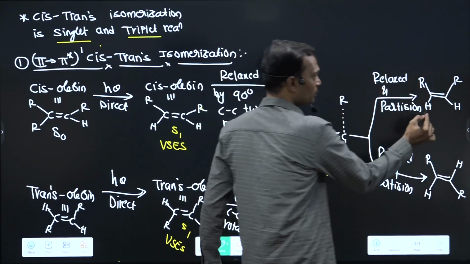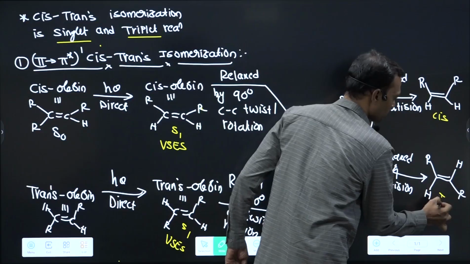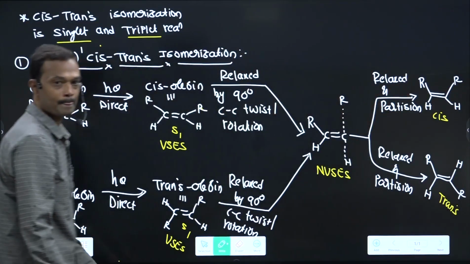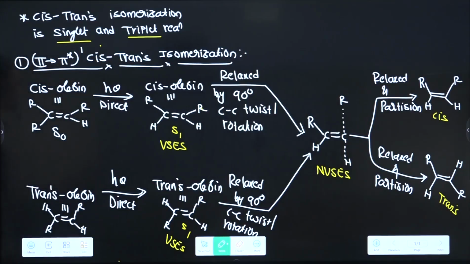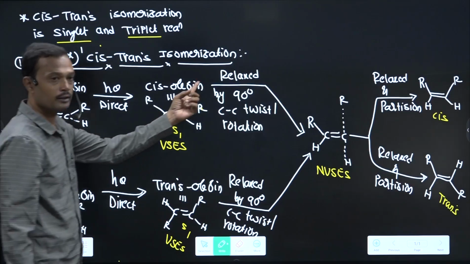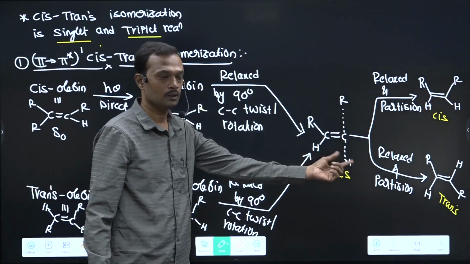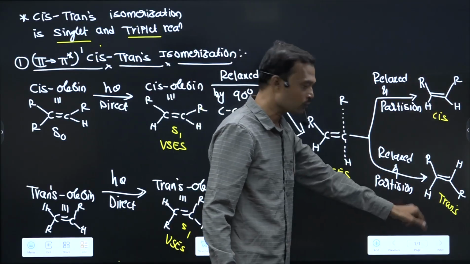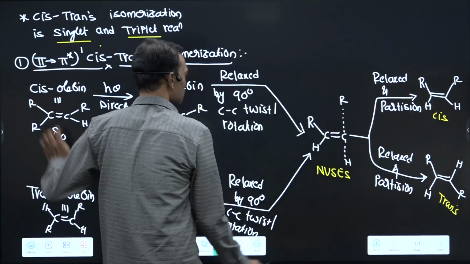See, what is this isomer? This isomer is cis. What is this isomer? Trans isomer. Initially I started with which one? Initially I started with cis, vertical singlet excited state, then non-vertical. This is the memory loss state. Then finally I got, now my question is, is cis giving trans?